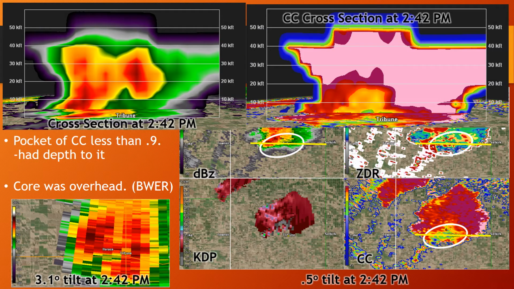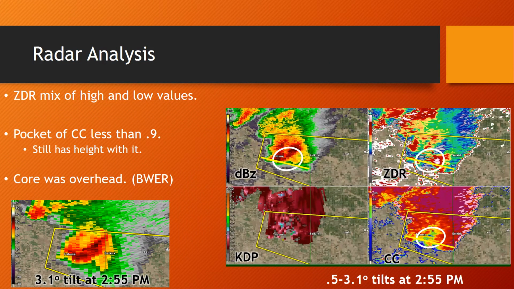And here's a cross section, and that location of the cross section is denoted by the yellow line on the half-degree image there. So you can see the BWER compared to what we saw earlier at about 2:34 is much more impressive now, which makes sense given the hail that the storm was producing at this time. The CC cross section, notice the low values aren't quite as deep as they were at 2:34.